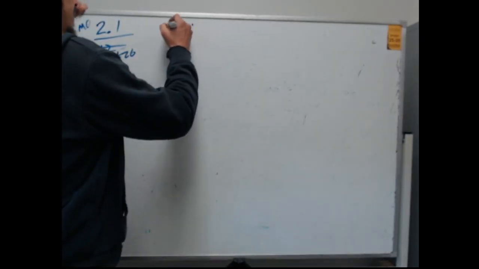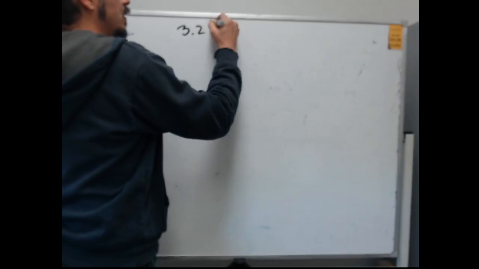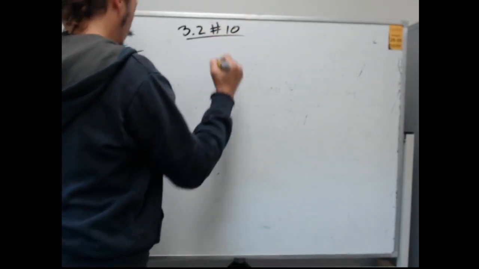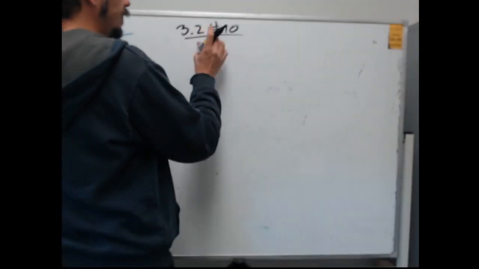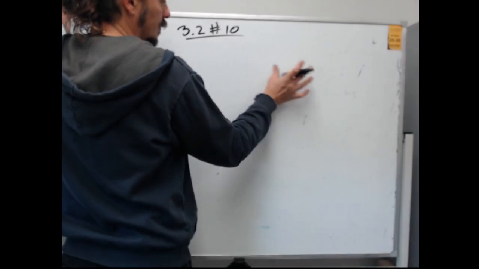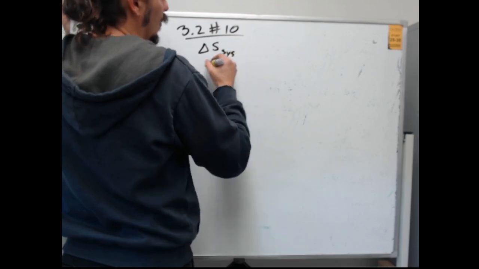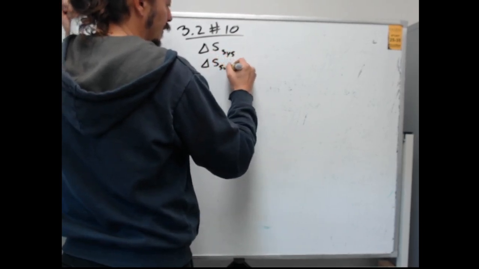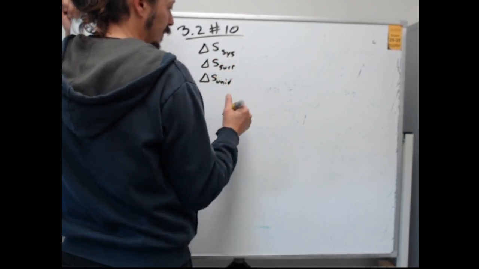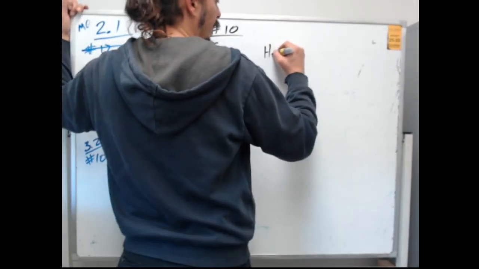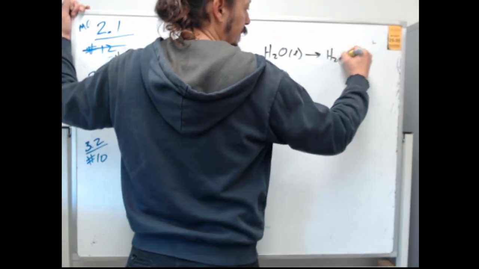Okay, so we're going on to, we did number 26, that's what we just did. 3.2, number 10. What's number 10 say? It says, for the process shown and using no other resources, give the sign for the entropy of the system, surrounding, universe, the enthalpy, and the Gibbs energy, whether it's positive, negative, or zero. And then for the reaction, H2O liquid goes to H2O gas at 80 degrees Celsius at 1 atm.